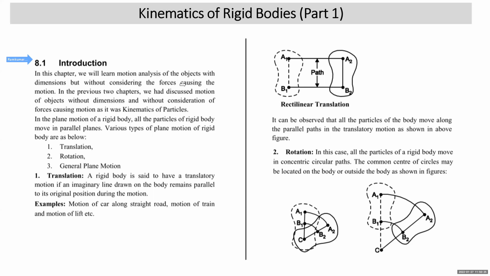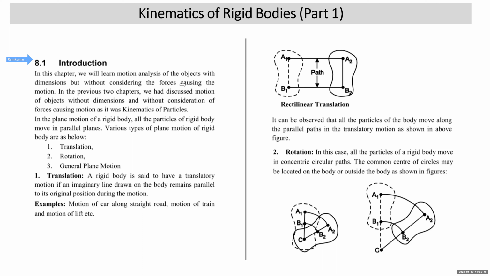Hello students, today we start a new chapter, that is kinematics of rigid bodies. In this chapter, we cover the problems of objects with dimensions but without forces. In the previous two chapters, we covered the problems of kinematics of particles, that is, objects without dimensions and without considering the forces causing motion.